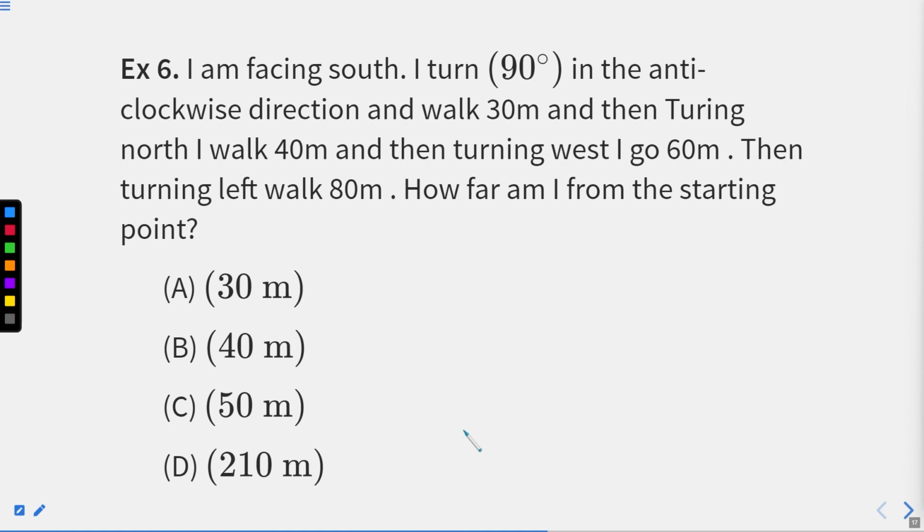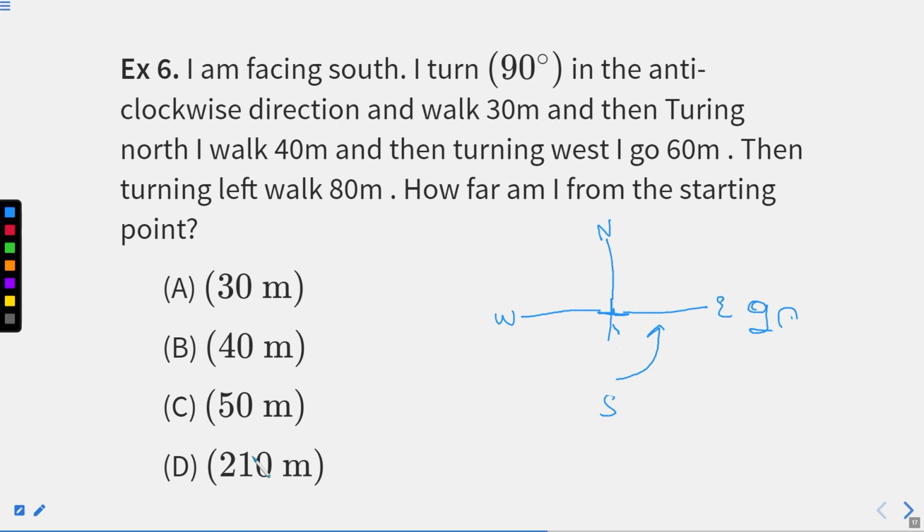Now if I make a rough diagram of it, we are all aware that the upper part is north, the lower part is south, this part is west and this part is east. So initially I am facing towards the south, and I turn 90 degrees anti-clockwise. Anti-clockwise means in the reverse direction, so we move in this direction. As soon as we turn the complete 90 degrees, we find ourselves in this direction.